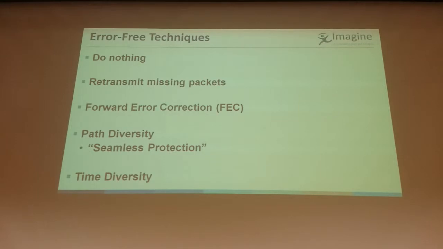So the techniques I can use: I can do nothing. This is what we do in baseband, and if my link is reasonably error-free and I want to keep my latency low, maybe this is an option. I can retransmit missing packets. I can use forward error correction. I can do path diversity, which is the seamless protection standard, or I can do time diversity. So these are some of the techniques we can use.